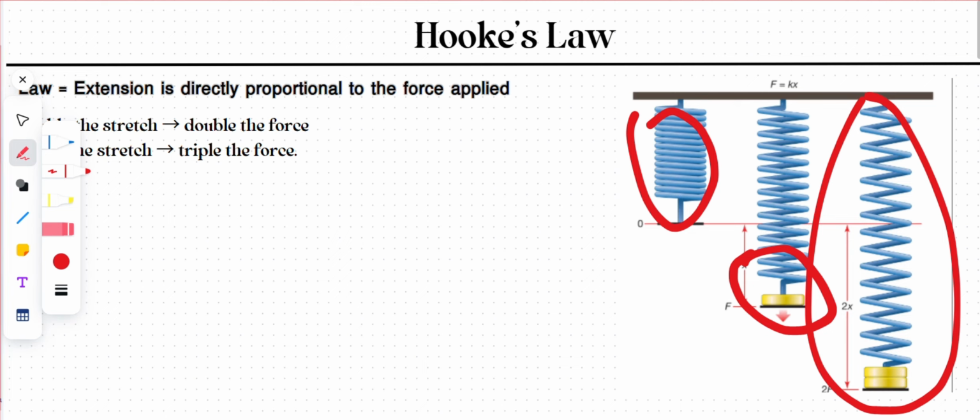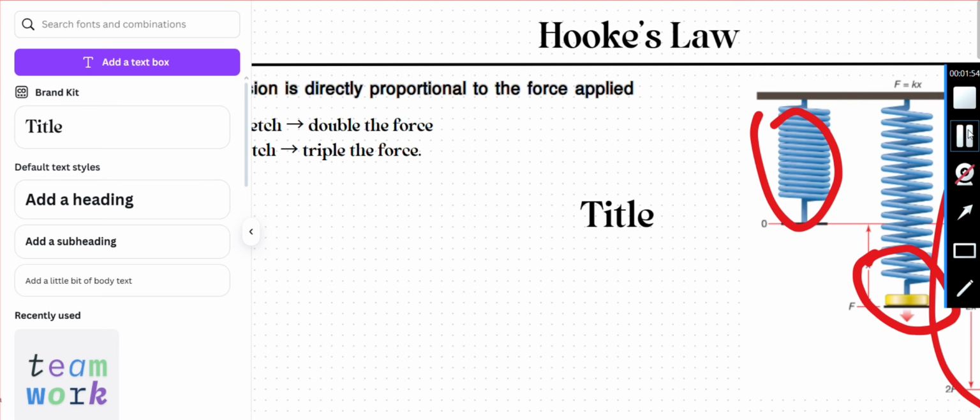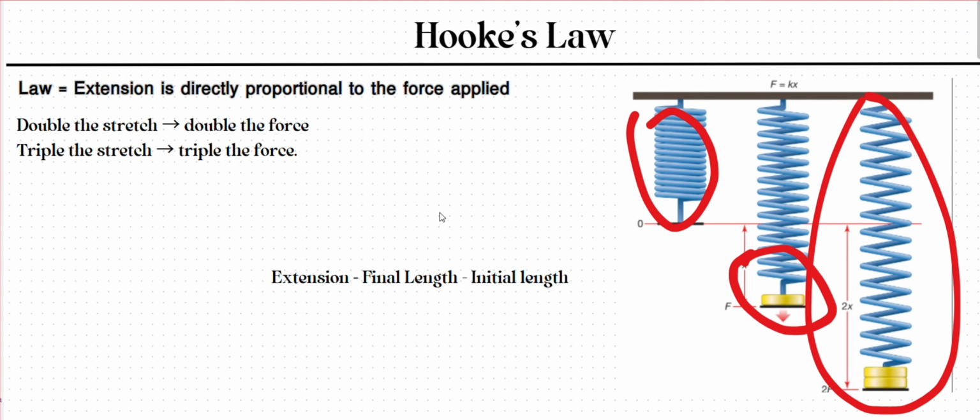There's a formula in your exam. They might ask you what is the formula for extension. So for the formula you can write, let me write it over here. I've just written the formula, and this is the formula. Extension equals final length minus initial length. Over here, what is the final length? The final length is the third spring, and what is the initial length? The initial length is the first spring, right? So you have to just subtract it.